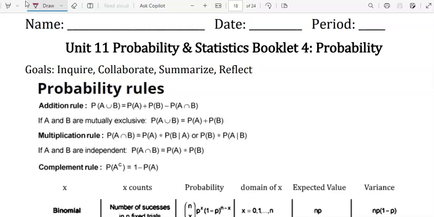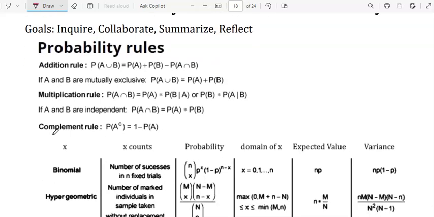Unit 11, Probability and Statistics, Booklet 4, Probability. In this video, we'll talk about different rules such as addition rule, multiplication rule, complement rule, binomial, and hypergeometric distributions.